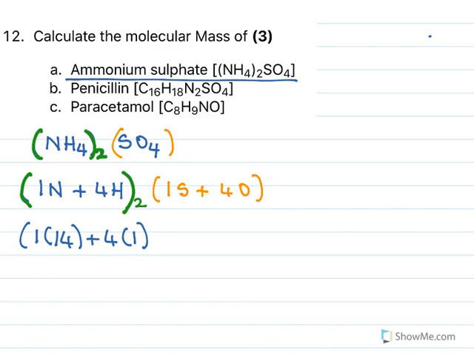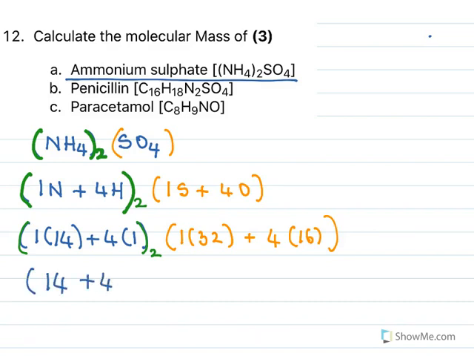This whole bracket is 2. So we put this bracket now is 2. And in the other bracket we have 1 sulfur is 32 plus 4 oxygen. Oxygen we know is 16. So in the first bracket we'll have 14 plus 4, close the bracket, there are 2 of them. We solve this first. So we have 14 plus 4 is 18.